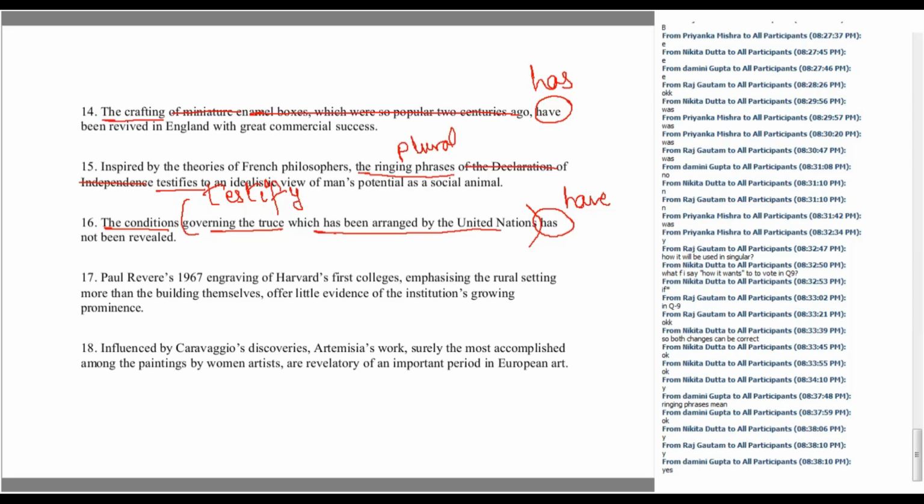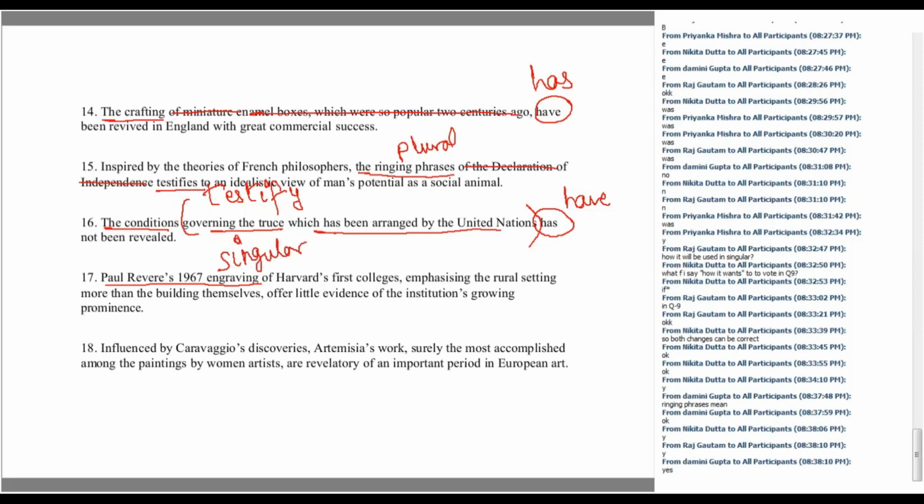17. Paul Revere's 1967 engraving of Harvard's first colleges, emphasizing the rural setting more than the buildings themselves, offer little evidence of the institution's growing prominence. We are actually talking about Paul Revere's 1967 engraving. It is singular.